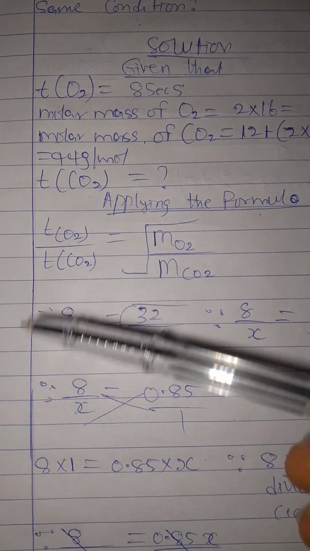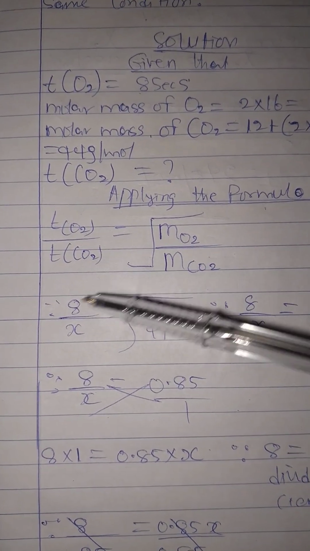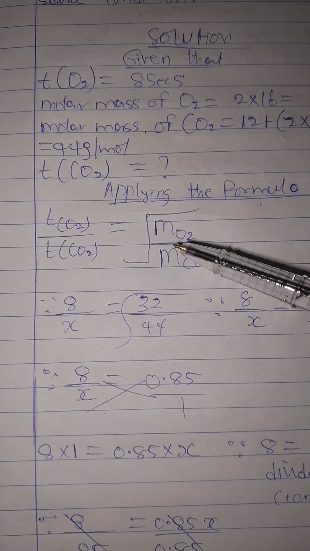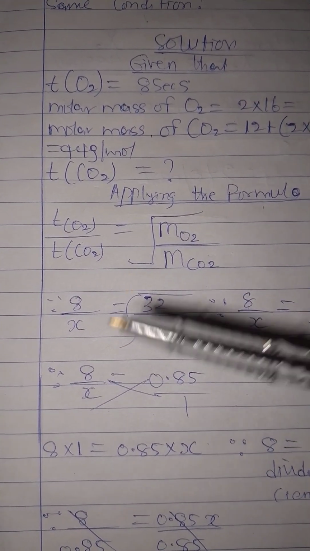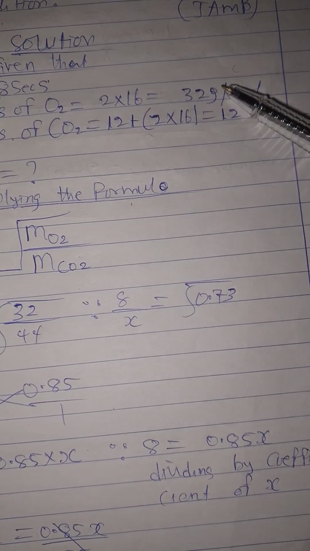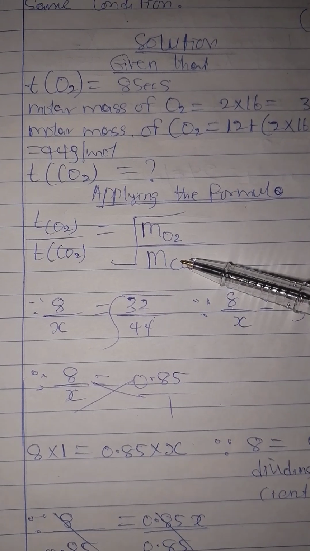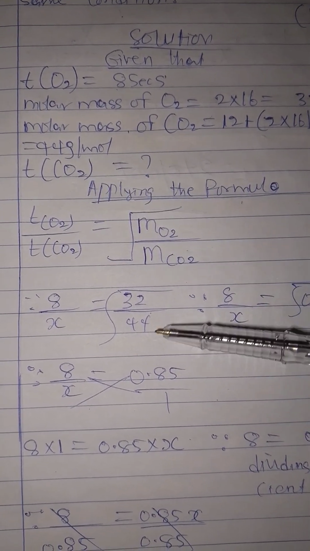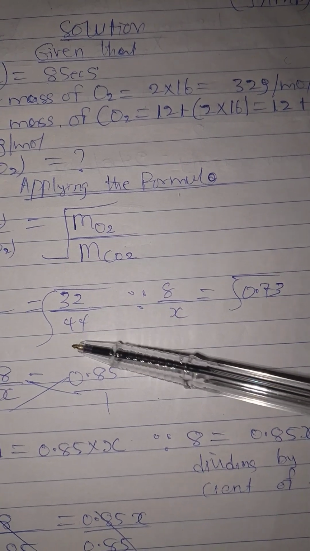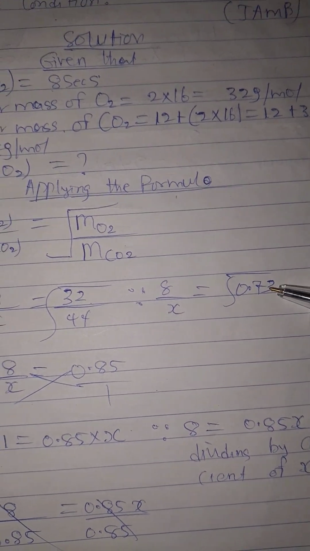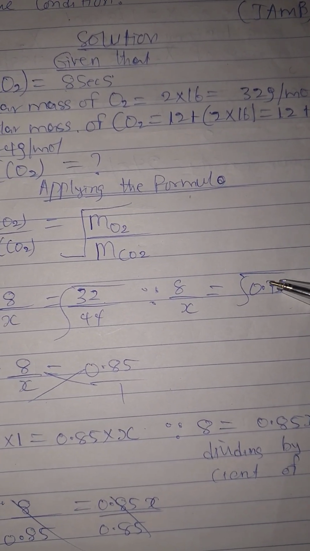My time for oxygen gas was 8 over the time for carbon dioxide, which I can say let the time for carbon dioxide be x, equal to the molar mass of oxygen gas, 32, over the molar mass of carbon dioxide, 44. Therefore that becomes 8 over x is equal to the square root of 32 divided by 44, which gives me the square root of 0.73.